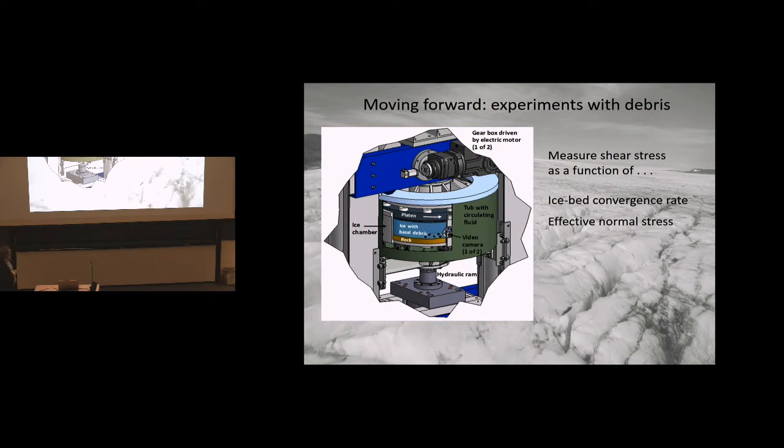What do the rocks do in the ice? Well, that should lead to a local shear traction that we don't get otherwise. So what's going to control that shear traction? Well, our first inclination here is, well, it must be the effective normal stress.